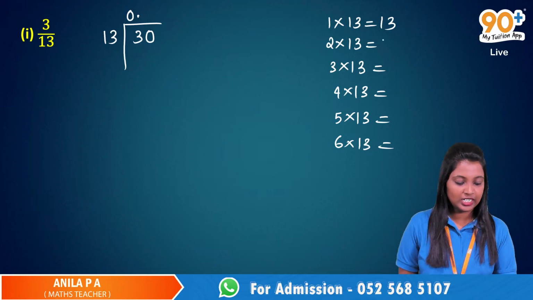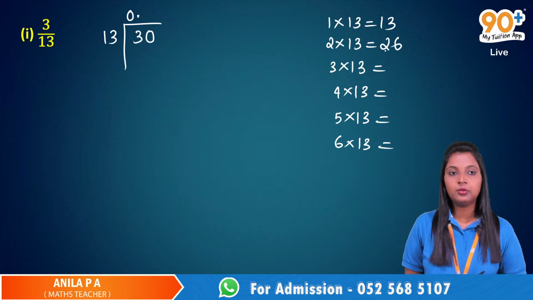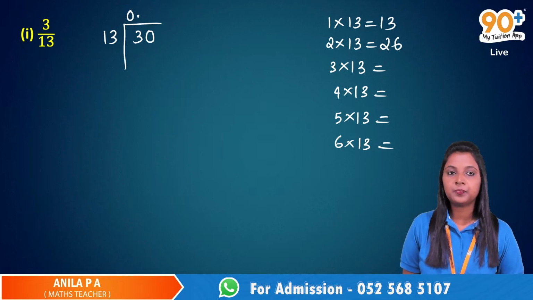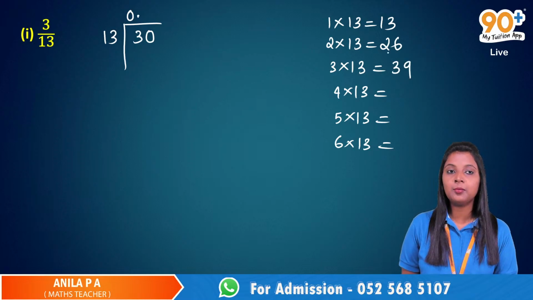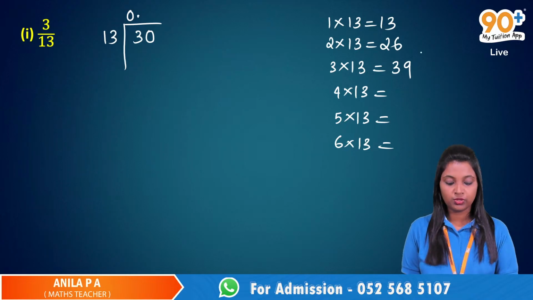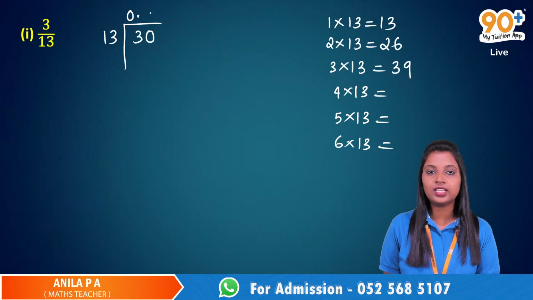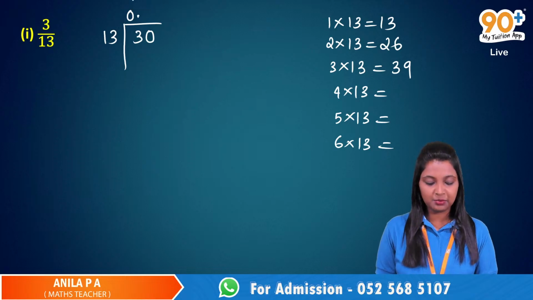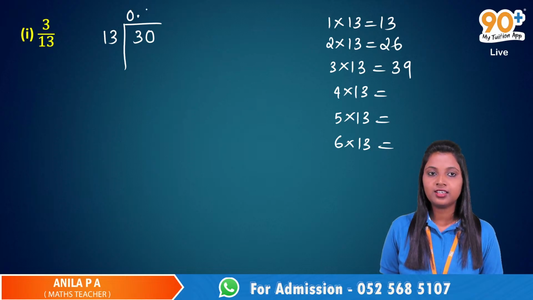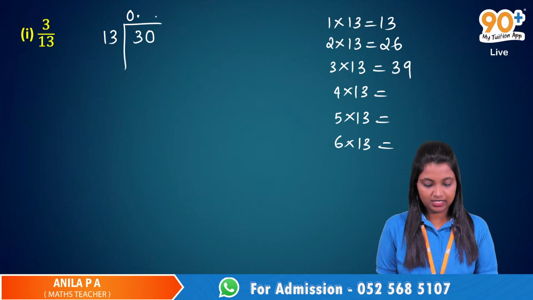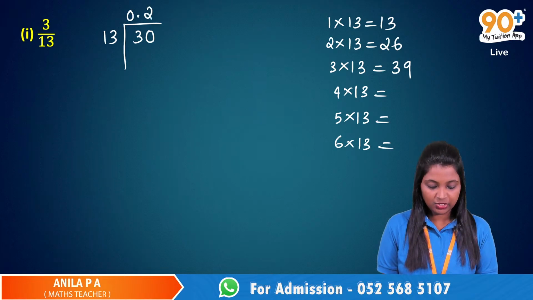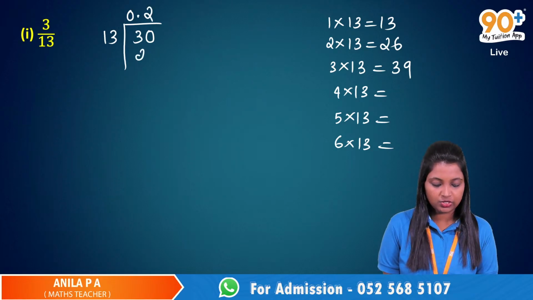Yes, 2 into 13 is 26, right? And what is 3 into 13? 3 into 13 is 39. So we need a number which is less than or equal to 30. 13 twos are 26. So 2 into 13 is 26.